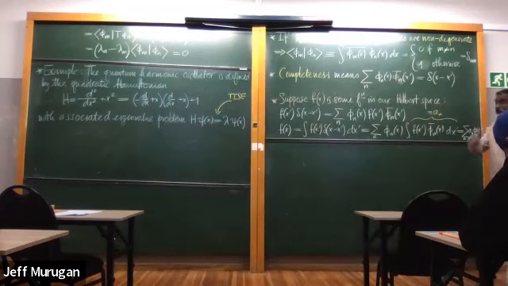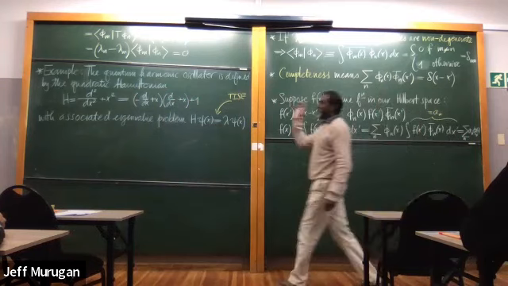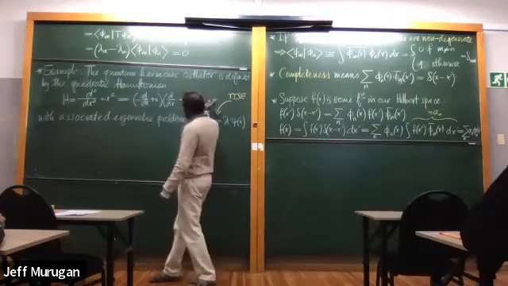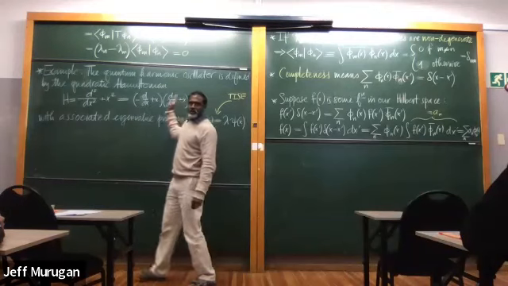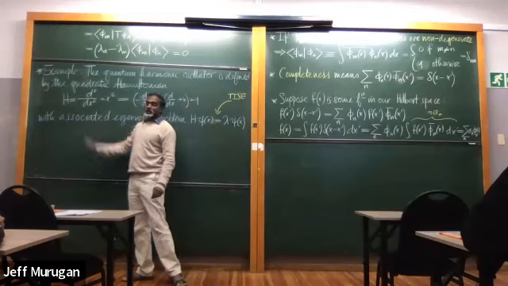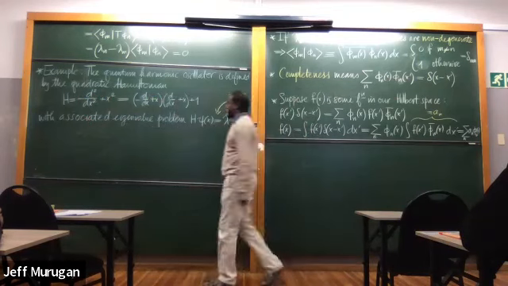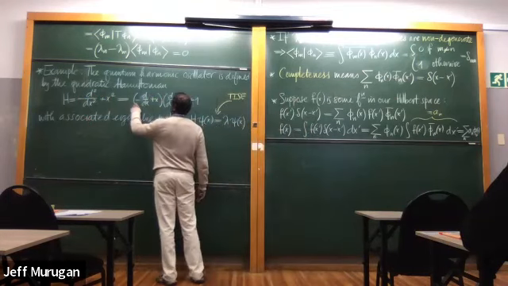Keep in mind that this is an operator, so if you want to show that these two are the same, you have to act on some test function with this, and you show that the test function acted on with the thing on the right hand side gives the same result as acting on the test function with the thing on the left hand side. That means just keeping track of derivatives and multiplication.